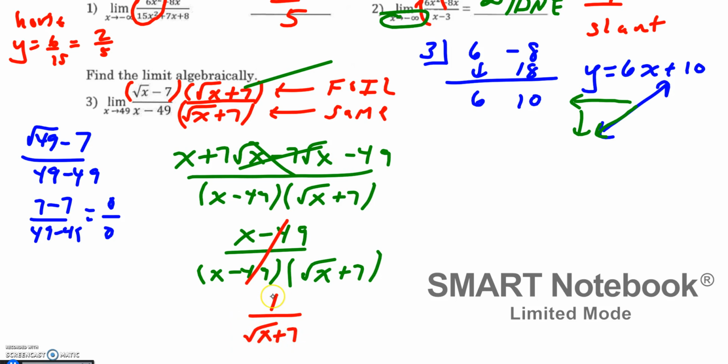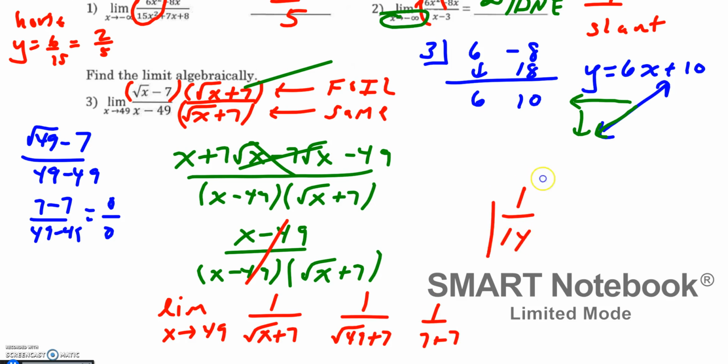And now that this is simplified, now let's try to find the limit again as x goes to 49, which means I could plug 49 in for x and see if I now get a y value. So I have 1 over the square root of 49 plus 7, which is really 1 over 7 plus 7, or 1/14. So the limit, as you're approaching 49 on a graph, the y value would be 1/14.